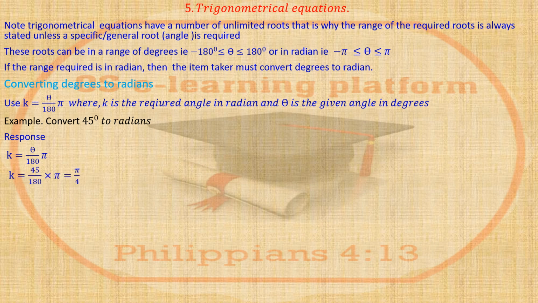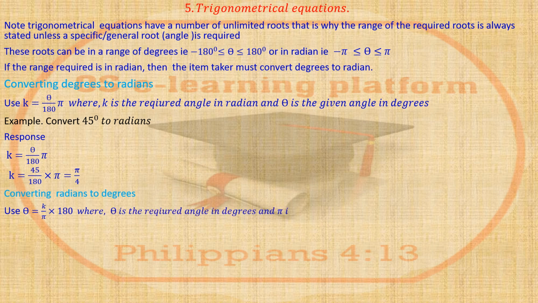Substitute. My K will be pi over 4 radians. Therefore, 45 degrees is equal to pi over 4. Now, convert radians to degrees. I will use the same example, pi over 4, and I want to check whether it will give me 45 degrees.